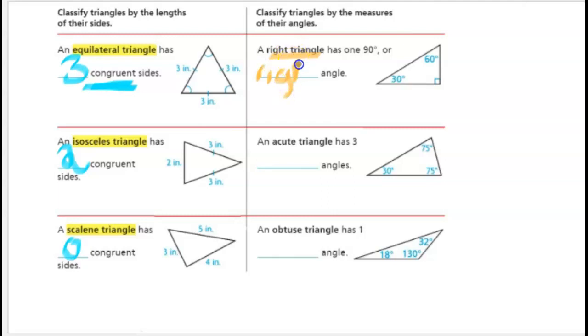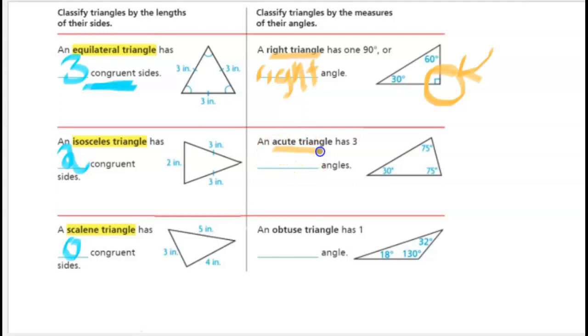And remember that as long as this is in the corner, that means that it's a right angle. So this angle measures 60. They gave us that number. This angle measures 30, which means these two angles are acute. And this angle is 90. All you need to be a right triangle is to have one 90-degree angle.